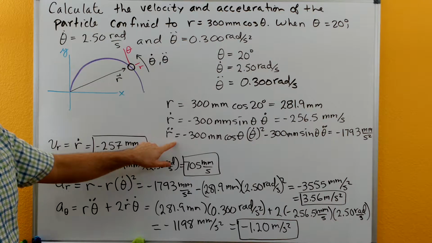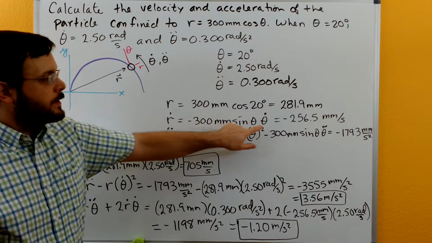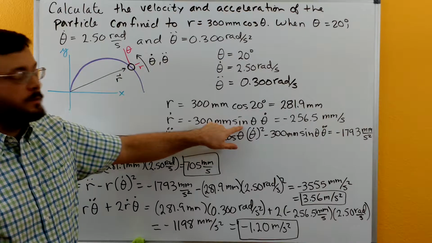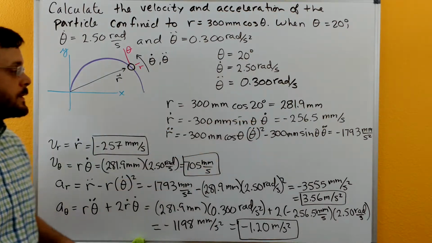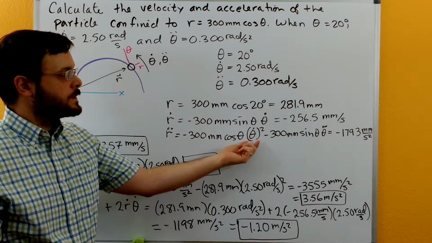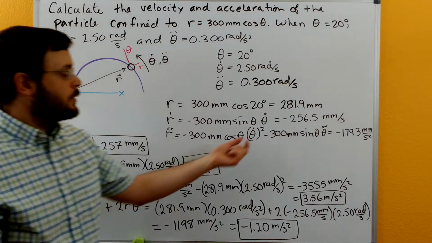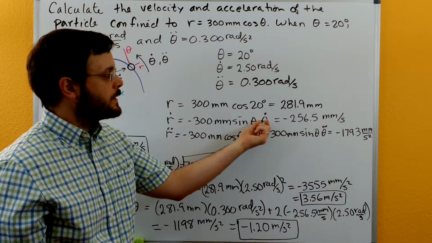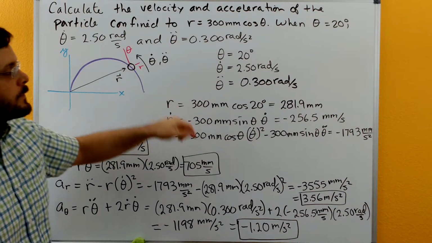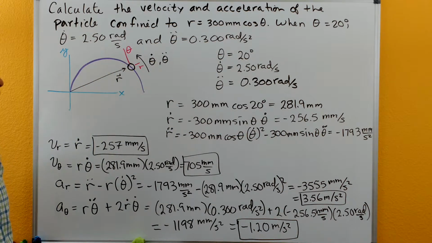And then for our r double dot, we'll take another time derivative of this. This is now a product of two things multiplied together. So we have sine of theta times theta dot. So we need to take a derivative of the sine of theta and get a cosine of theta, which gives us another theta dot since we're taking the derivative with respect to time. And then over here, we'll take the derivative of the theta dot portion and get theta double dot. Again, we'll just plug in our values from up here, and we'll get negative 1793 millimeters per second squared.